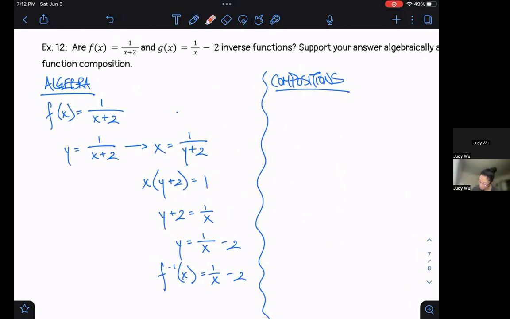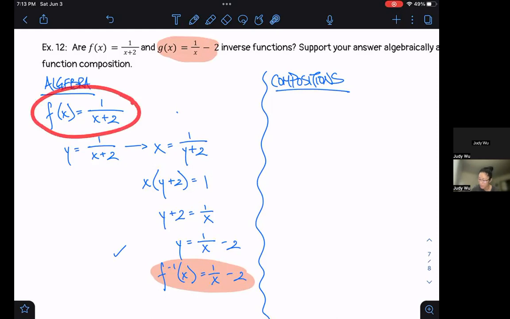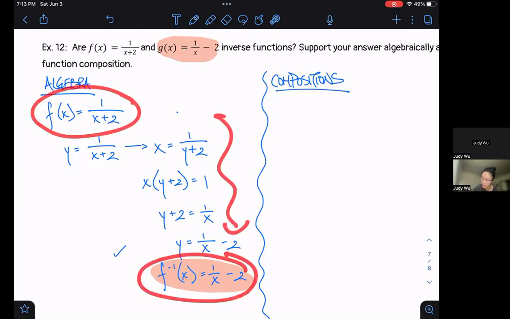This inverse function is what we have here. Right, so this is algebraically one way that we can show we have inverse functions. Okay, now if you had done the same thing but started with g of x and went through this whole process, you would have found that what you got here matched your f of x. Okay.